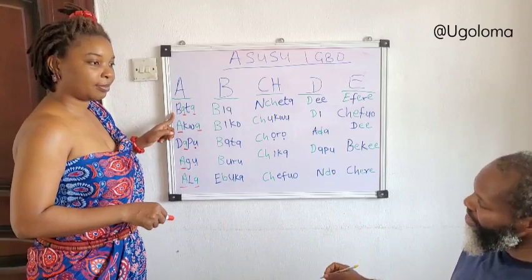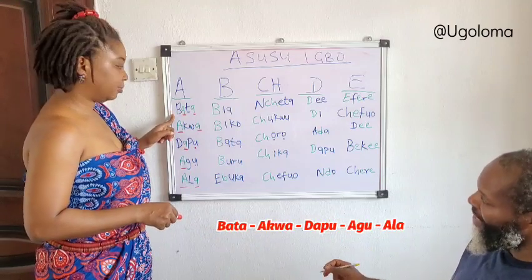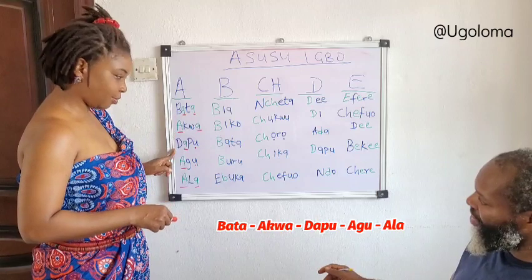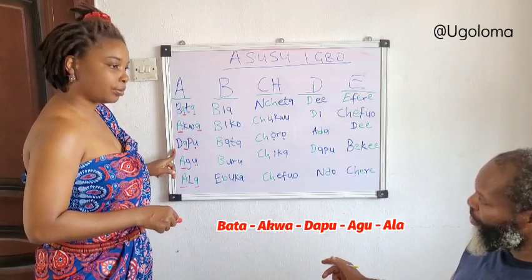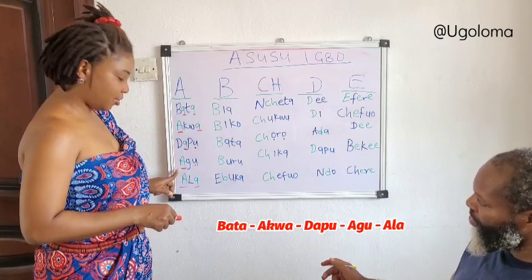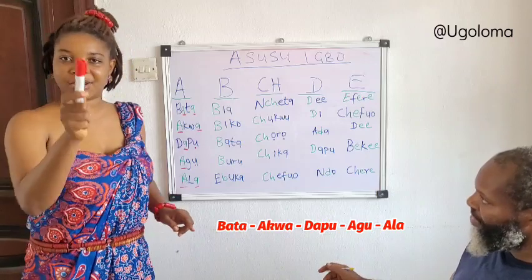All right, now you're going to pronounce all of them one after the other. Go. Bata. Aqua. Dapu. Agu. Alla. Very good. I hope you pronounced that right.